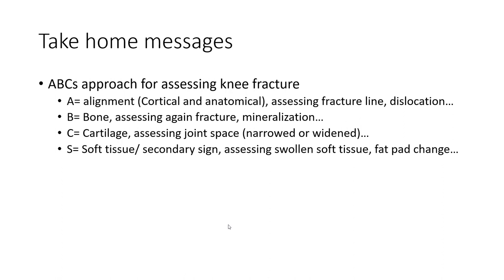B is for bone: we assess again the fracture line, mineralization and other bone lesions. C is for cartilage: we use this for assessing joint space, whether narrowed or widened, according to the cause. S is for soft tissue or secondary signs: we can assess for swollen soft tissue, fat pad change.